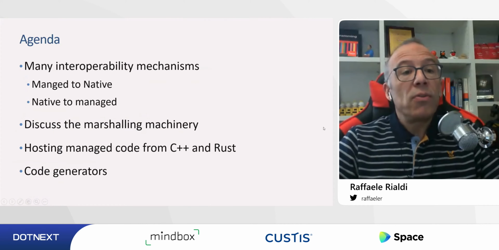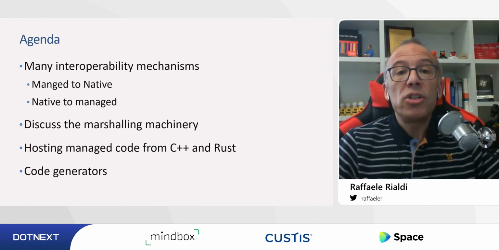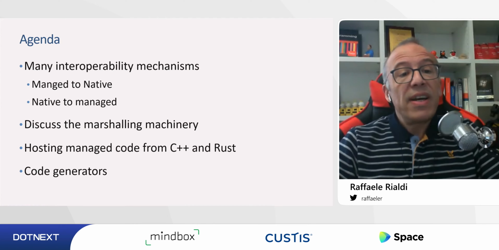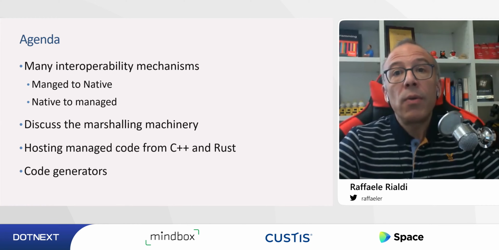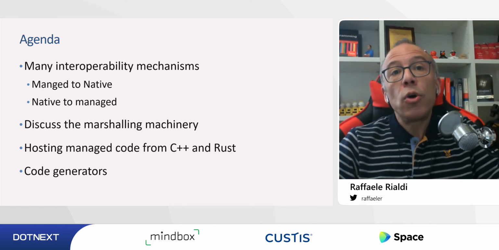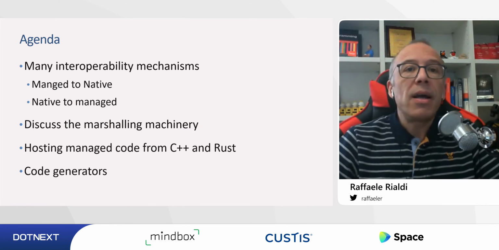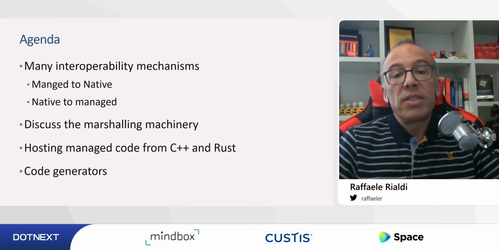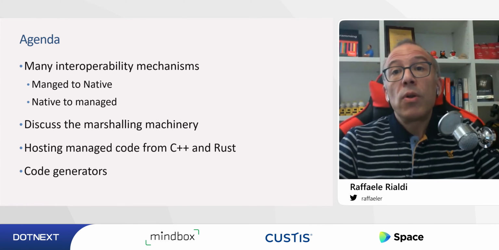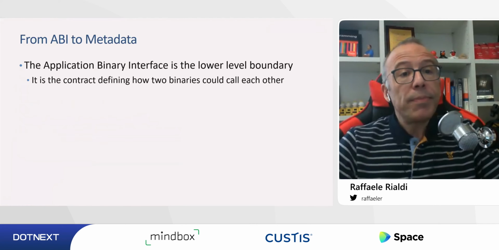We will talk briefly about this, but the agenda for today is observing the many interoperability mechanisms. I want to show you all the possible permutations of this, and this is the reason why I have so many demos. So managed to native and vice versa, discussing the marshalling machinery and what the opportunities are there. And then also the hosting, because we know that .NET code requires the CLR, and so sometimes we need to start from C++, other times we need to start from .NET, and we have to host the other language and see what the possibilities are. But we will also talk about code generators, because we don't want to spend too much time on the burden of writing low-level stuff that is error-prone.